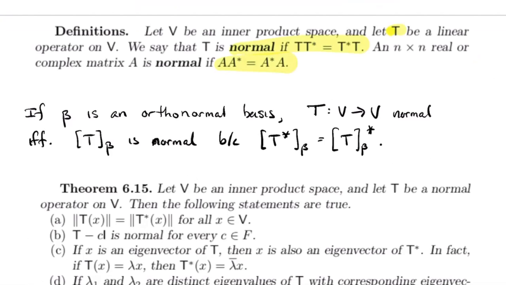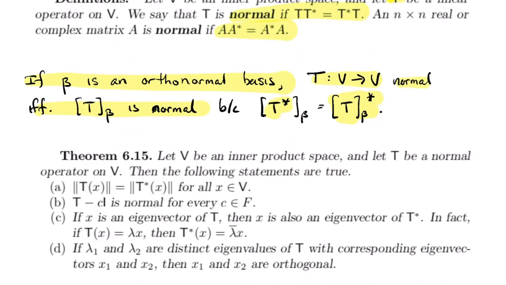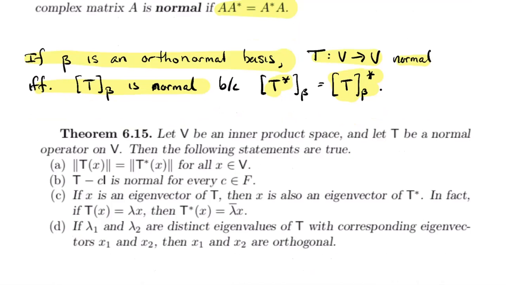Okay. So if you have an orthonormal basis and you take some operator, it's going to be normal if and only if its matrix is normal, because remember, the matrix of T star is the star of the matrix of T. So an operator being normal and a matrix in an orthonormal basis being normal, they're equivalent notions. All right, so we're going to end this video lecture by looking at some properties of normal operators. We're going to achieve our main goal in the next one. So for this time, we just have to get used to properties of normal operators.